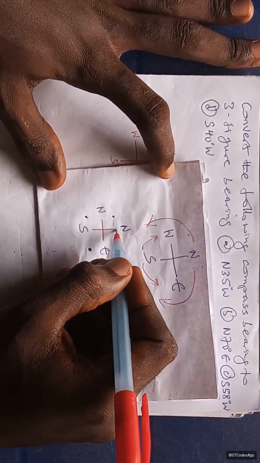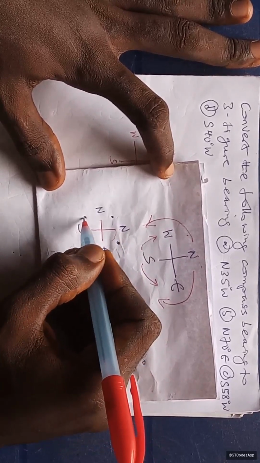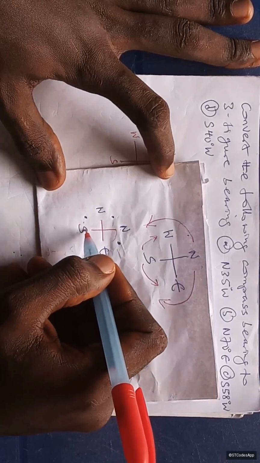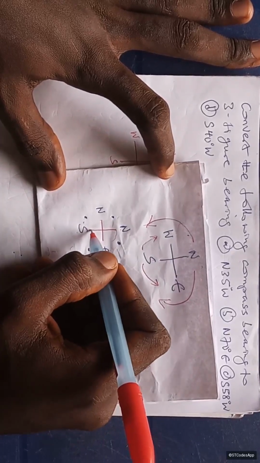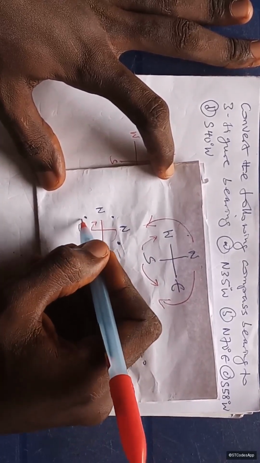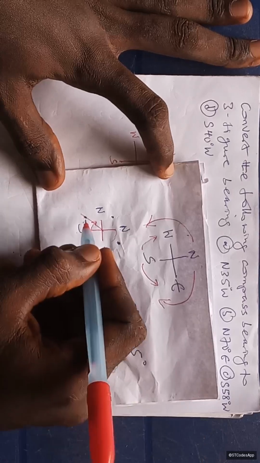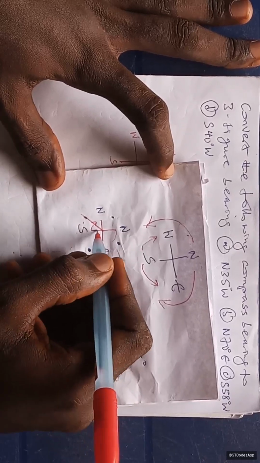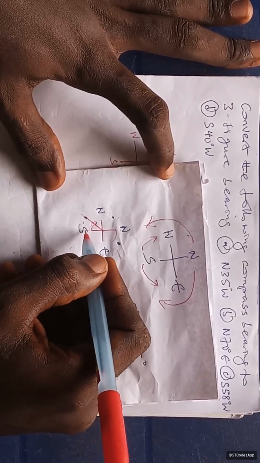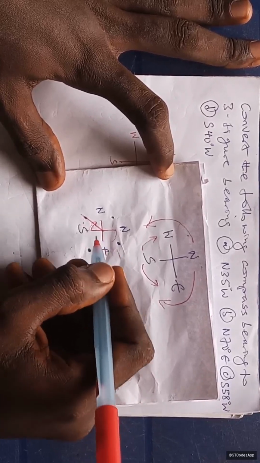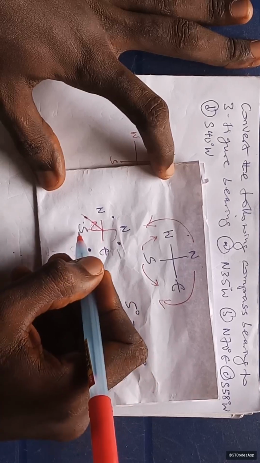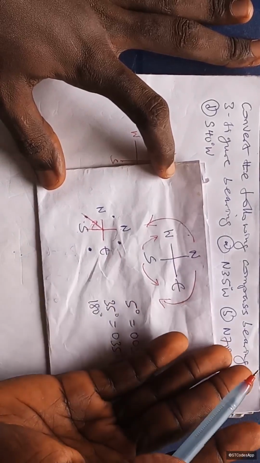So you cannot start from the north to determine the bearing of this place. So either you start from the south. From here we'll move in this direction, indicating where the point is, because the point is here. So we move in this direction. The angle that falls within south to this very point will give us the bearing in terms of compass bearing.